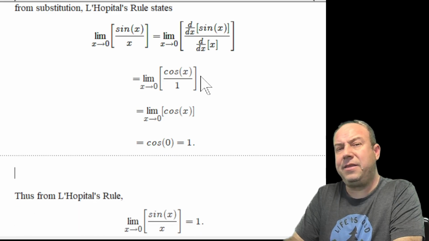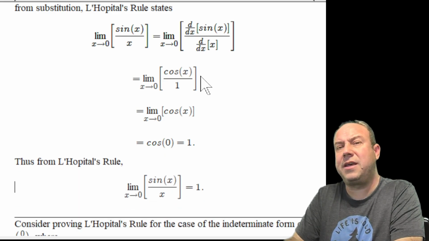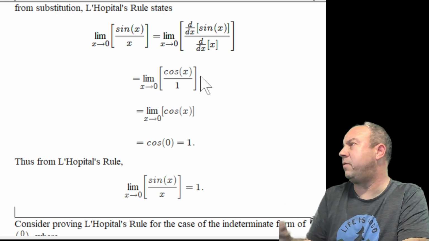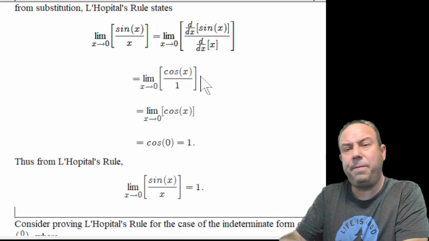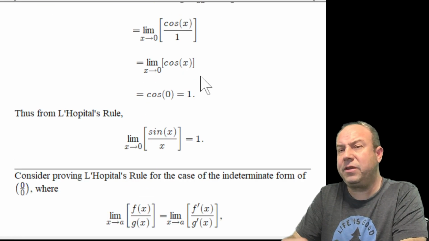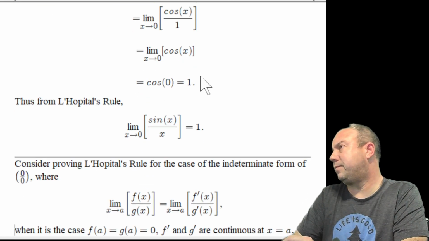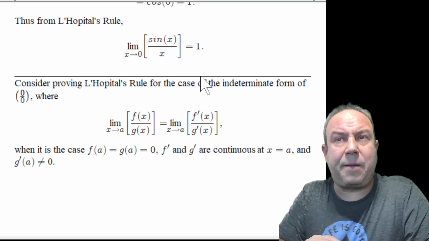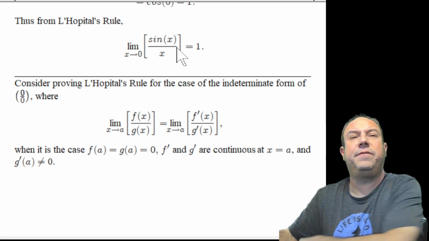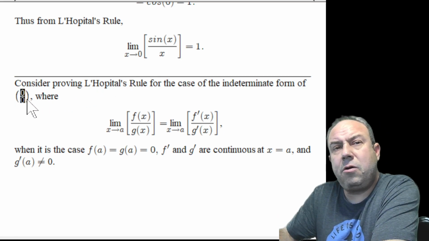All right. And thus, from L'Hopital's rule, we can say the limit as x approaches 0 for sine x over x must be equal to 1 in value. All right. Next, let's consider proving the rule. All right. Let's consider proving L'Hopital's rule for the case of the indeterminate form of 0 over 0.